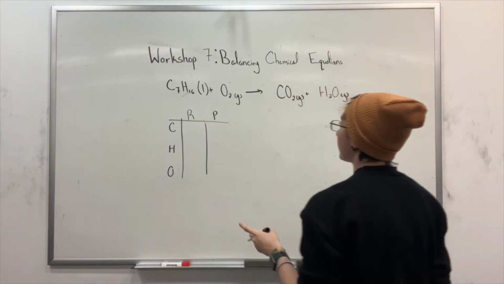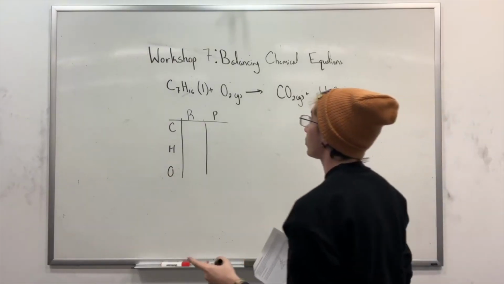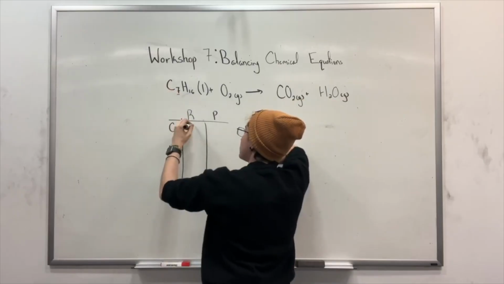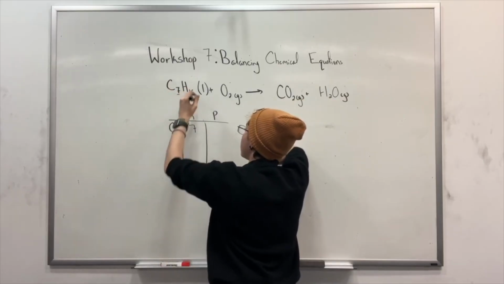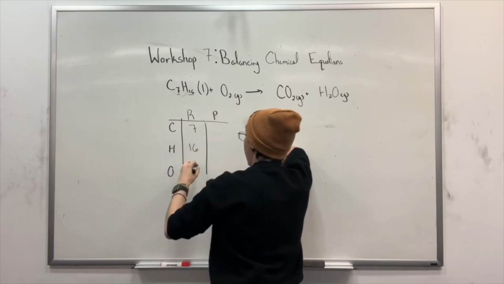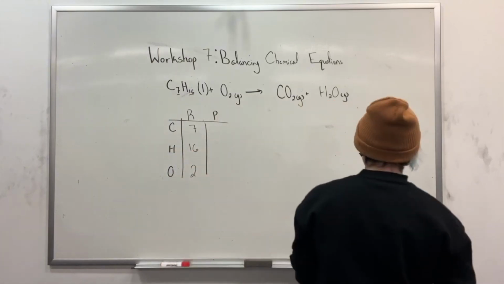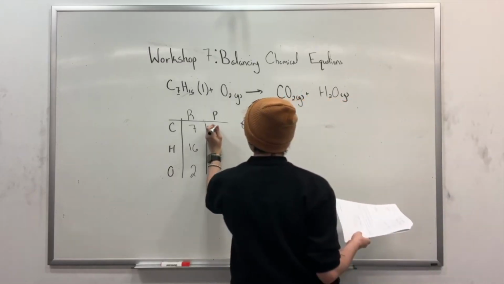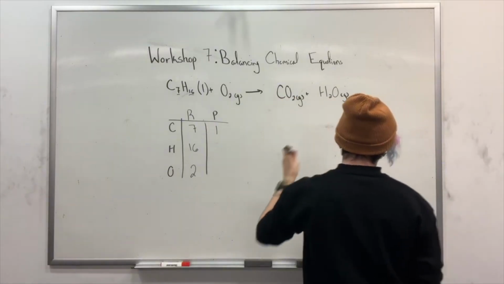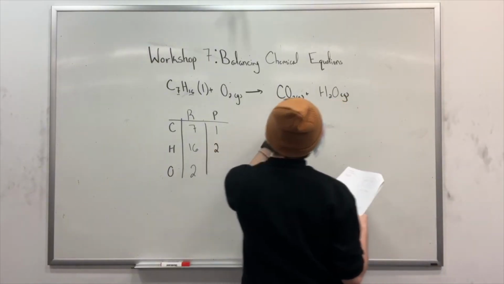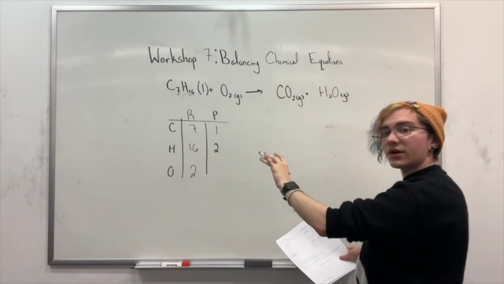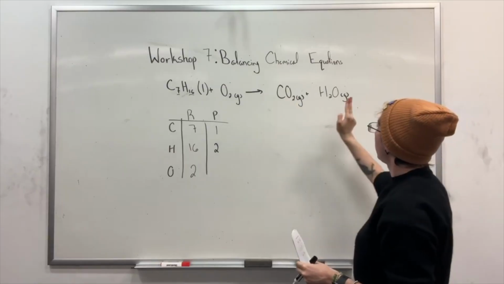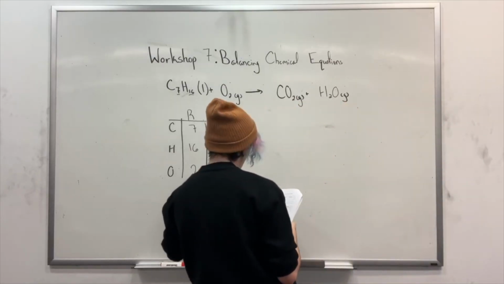So now we have our table, we know what elements we're looking at, and so now we're just going to write down how many we have on each side. On our reactant side, we have 7 carbon atoms, 16 hydrogen atoms, and 2 oxygen atoms. While on our product side, we have 1 carbon atom, 2 hydrogen atoms, and you have to add up the atoms across the entire side of the reaction. It's not just based on one reactant or one product. So we have 3 atoms of oxygen.